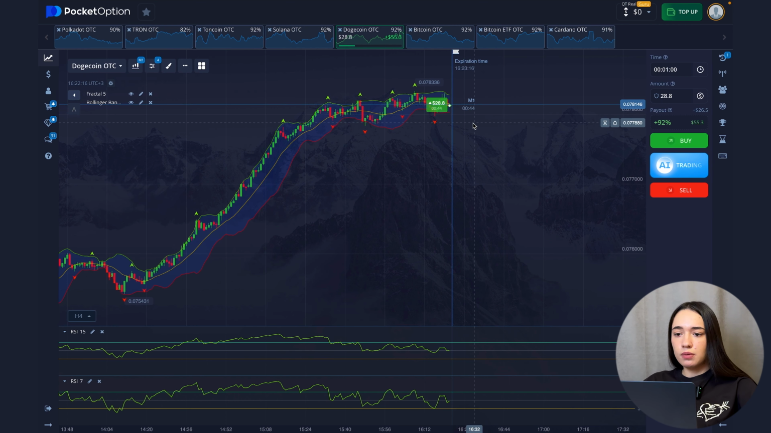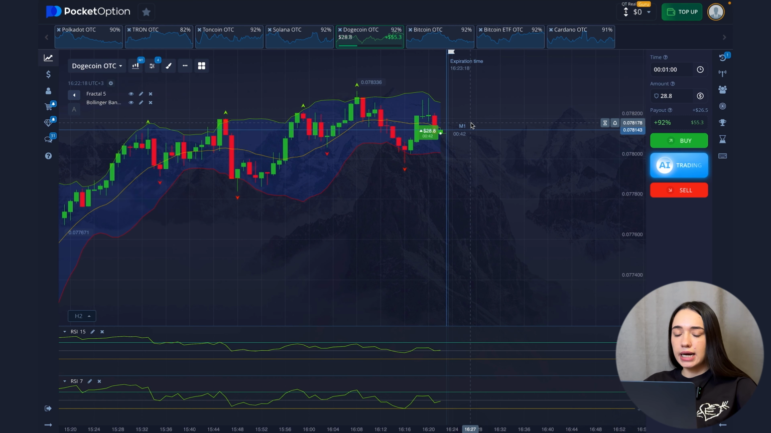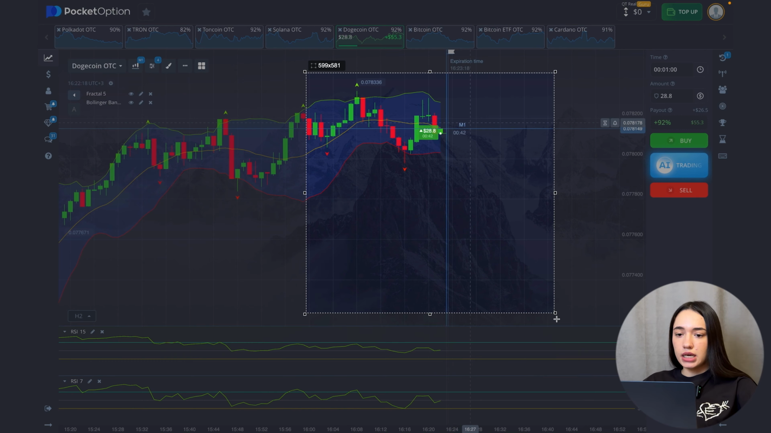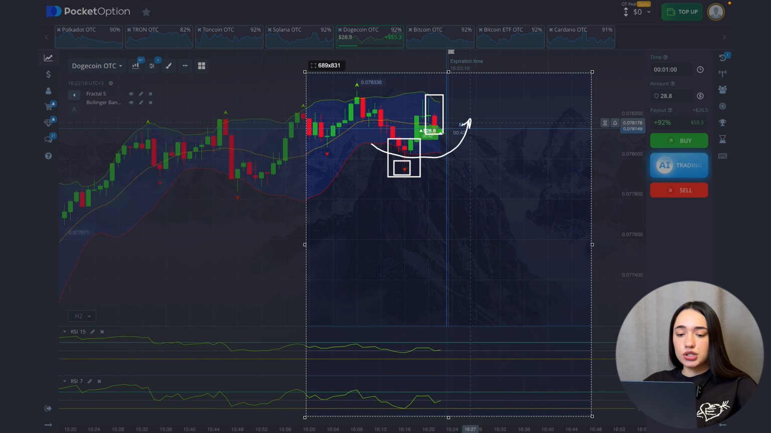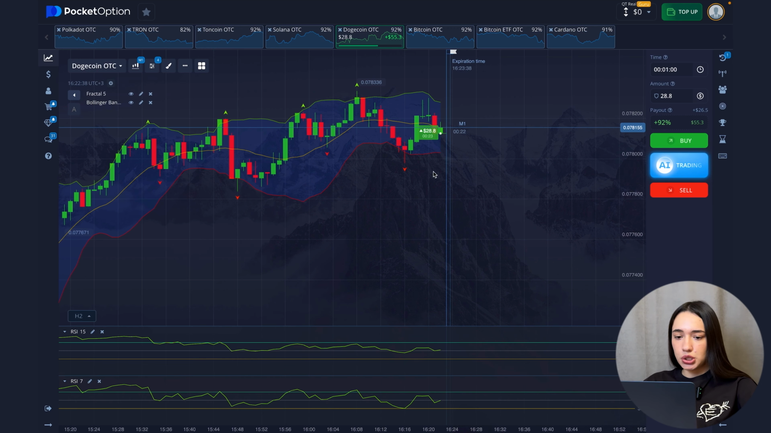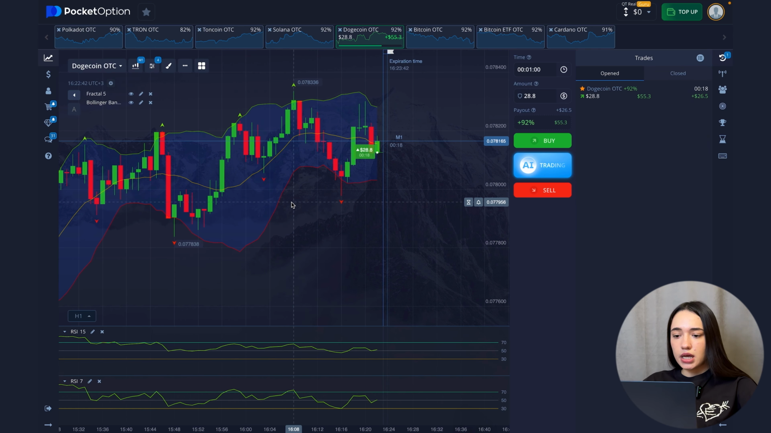Earlier, during the upward movement, there was a pullback, followed by a touch of the lower Bollinger Band and a fractal formed, and then we again see upward momentum. So we need to catch a small pullback, for example, like this one, and the further movement, I assume, should go upward. So I'm opening a buy trade, so let's see the result.